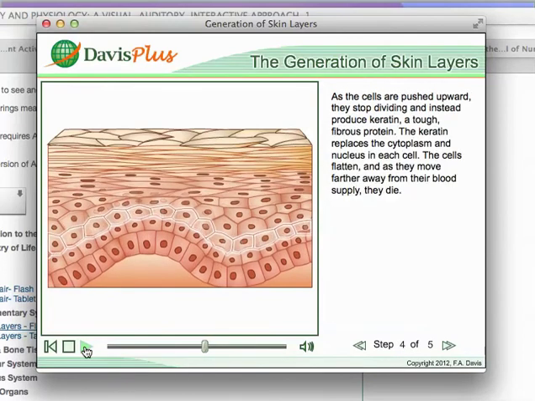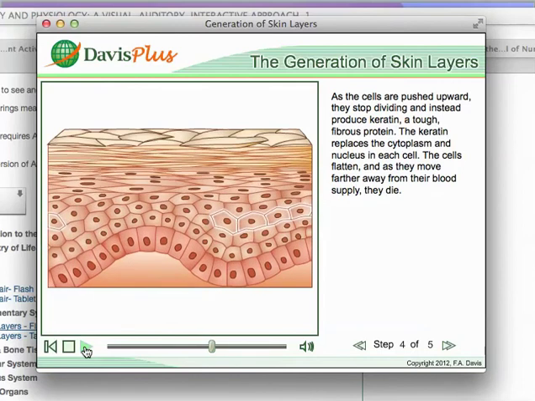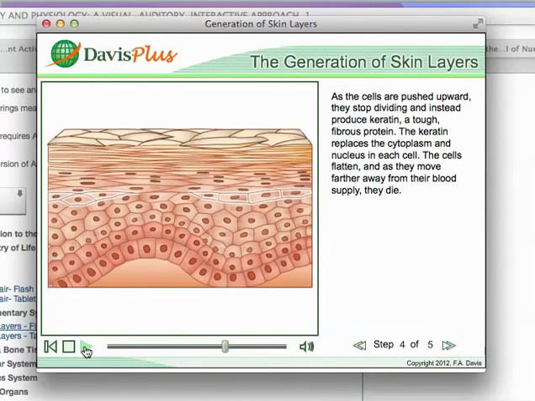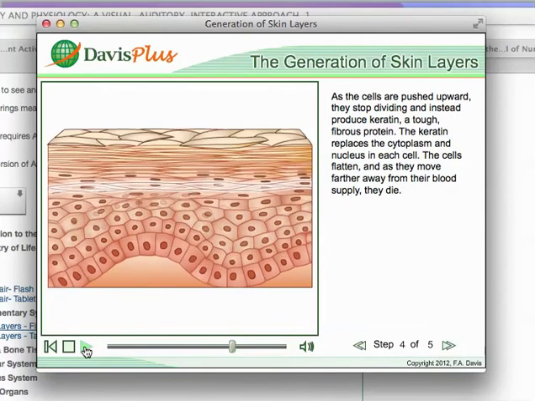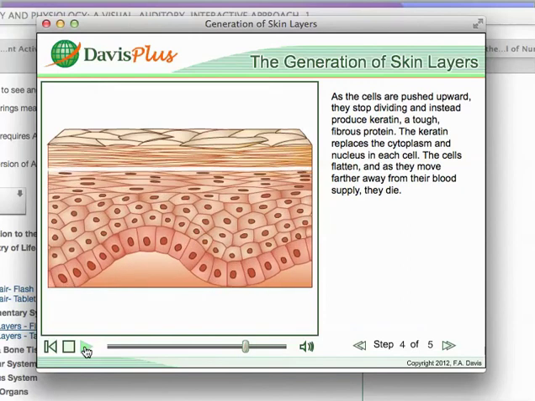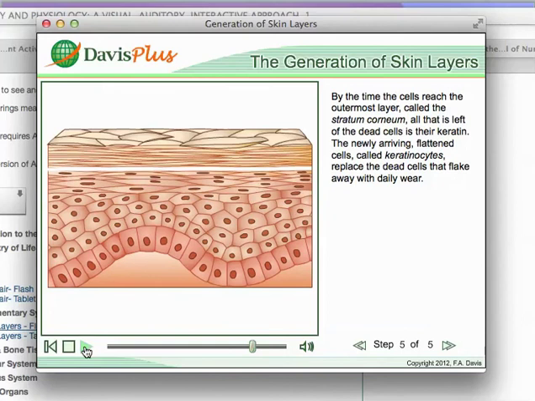As the cells are pushed upward, they stop dividing and instead produce keratin, a tough, fibrous protein. The keratin replaces the cytoplasm and nucleus in each cell. The cells flatten, and as they move farther away from their blood supply, they die. By the time the cells reach the outermost layer, called the stratum corneum, all that is left of the dead cells is their keratin. The newly arriving flattened cells, called keratinocytes, replace the dead cells that flake away with daily wear. So just kind of reiterating what I just said about the cells moving upward.